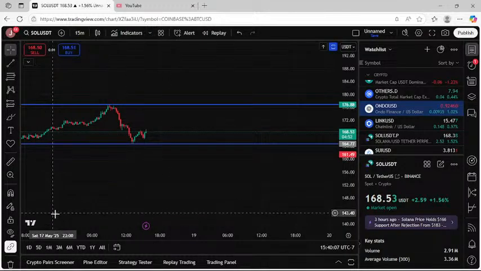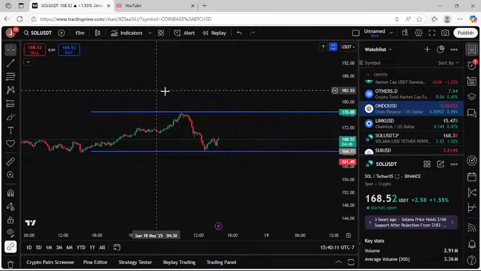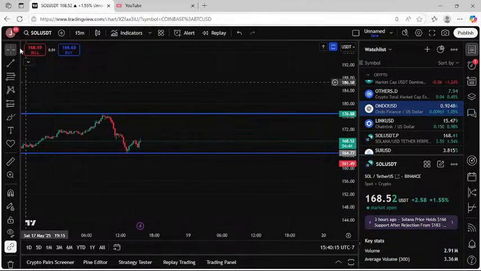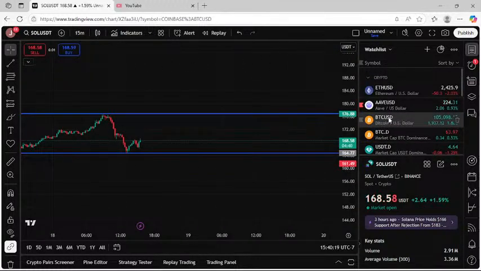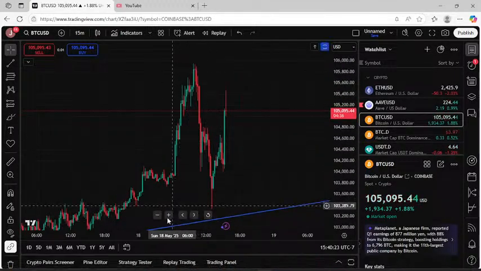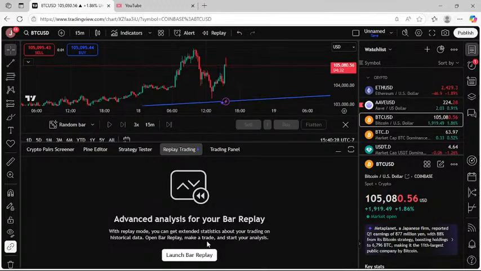Let's see here. So that right there, and also if you just want to practice, and let's say you have the TradingView Essential, that means you have access to bar replay. You can actually look for recognized patterns here. So let's pull up a Bitcoin chart real quick. Let's do some replay trading. Launch bar replay.